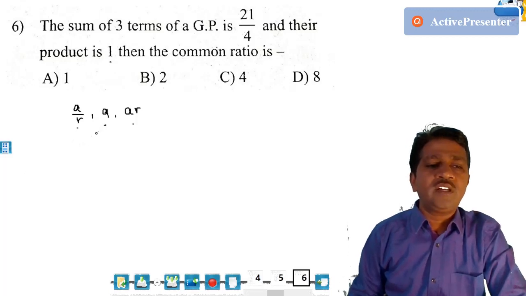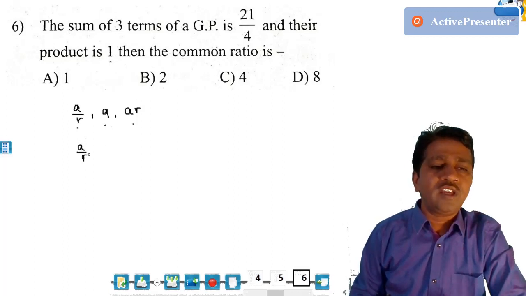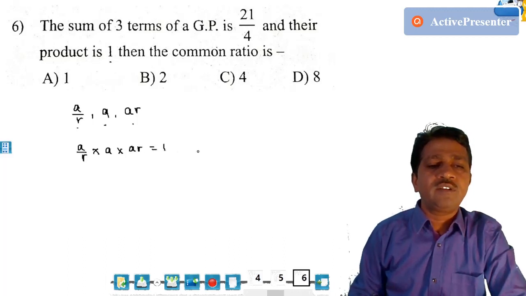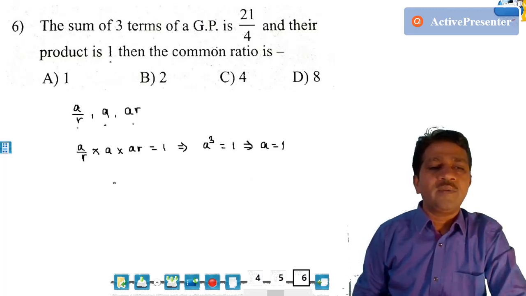We have to find the common ratio, that means we have to find R. So in the question it is given that their product is 1. So if I multiply these 3 terms, A by R into A into AR, it is equal to 1. So R cancels, and we have A cube equal to 1, and this gives you A equal to 1. This is the value of A. We want to find R.